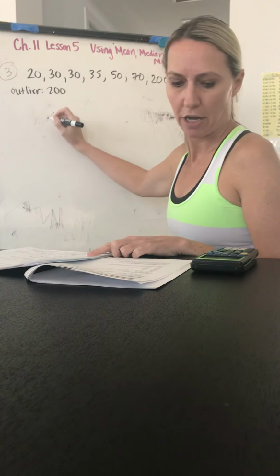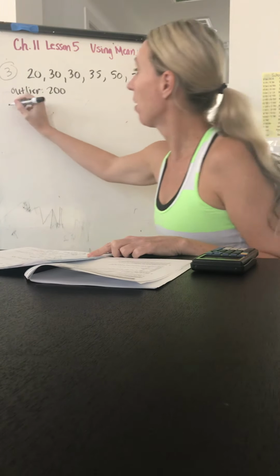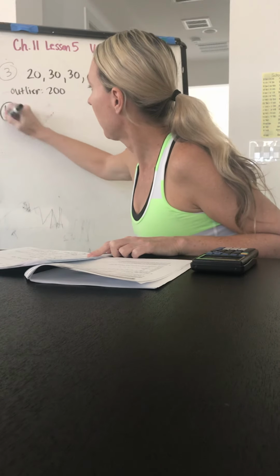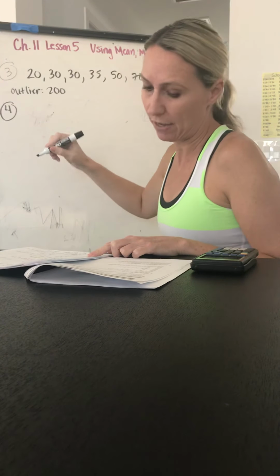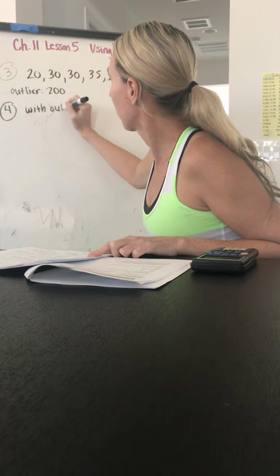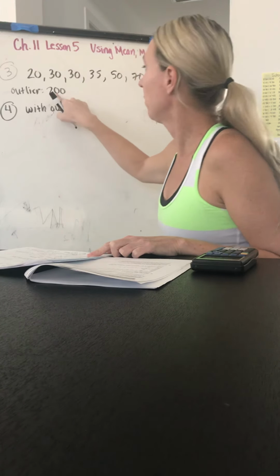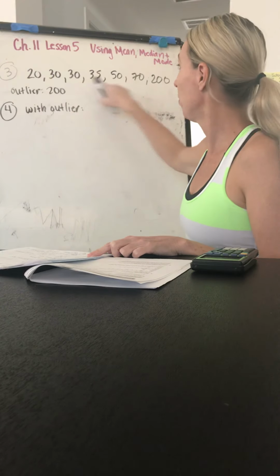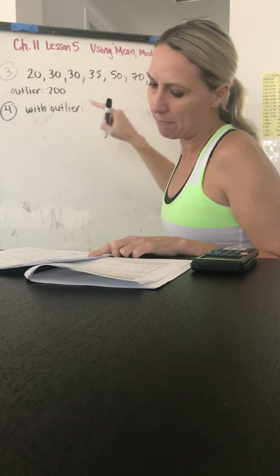Okay, so let's do number 4. We're going to do the calculations with the outlier and then without the outlier. So with the outlier, which means we're going to include the 200. We're going to use this whole data set. We're going to find the mean, median, and mode.